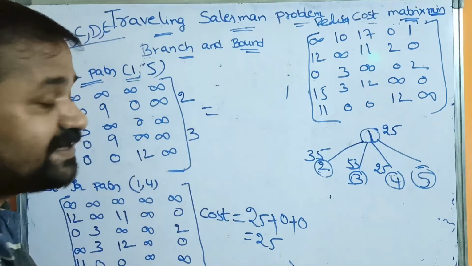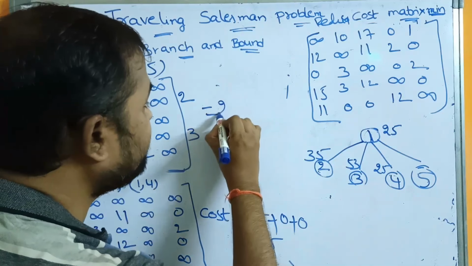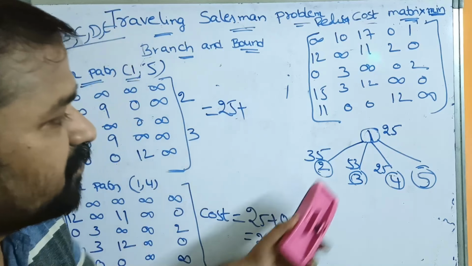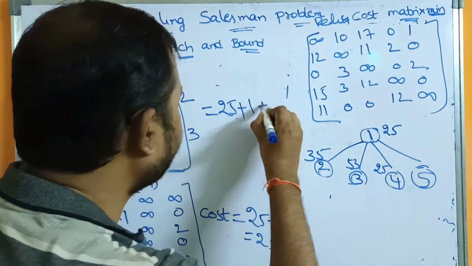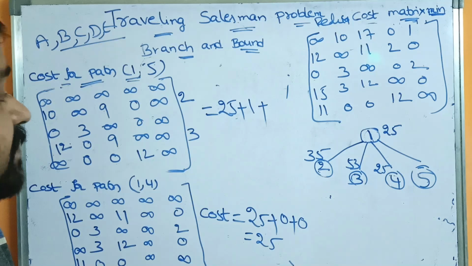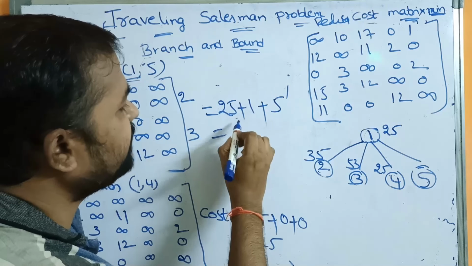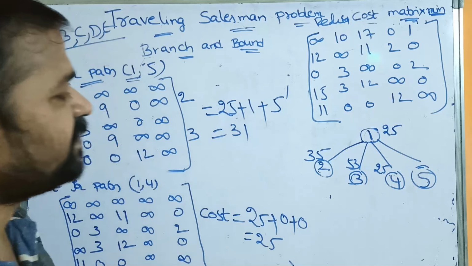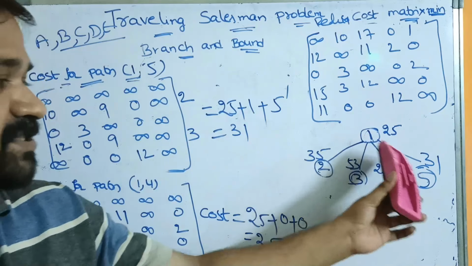Now let us determine the cost. So what is its parent node cost? It is 25. So 25 plus what is the edge cost from 1 to 5? It is 1. So 25 plus 1 plus, and what is the reduced cost matrix? So 2 plus 3, 5. So 5. So 25 plus 1 means 26. So 26 plus 5 means 31.